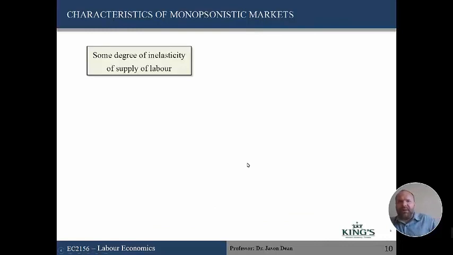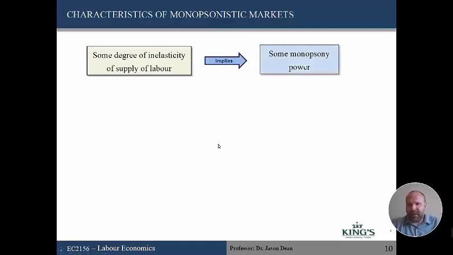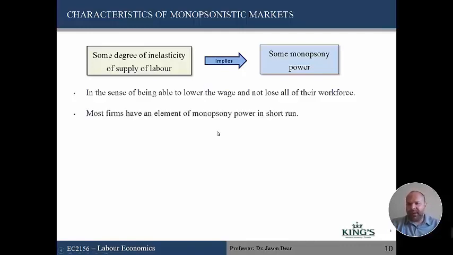So monopsonist markets have some degree of inelasticity in terms of the supply of labor, and that implies they have some monopsony power. Now the reason for that is, we're saying they have market power in the sense that they can lower the wage and not lose all of their workforce. Remember, in a competitive firm, if they lower the wage, they will lose all their workers. But that's not the case for a monopsonist. They don't face a perfectly elastic supply curve.